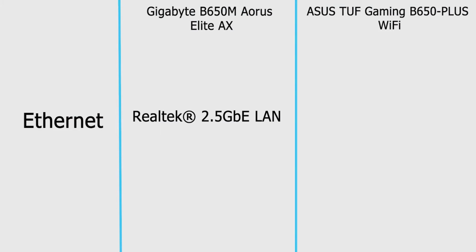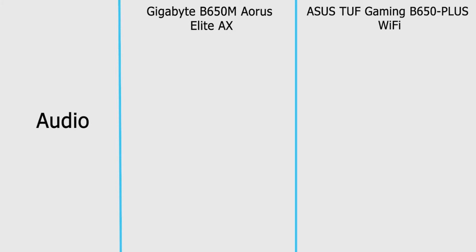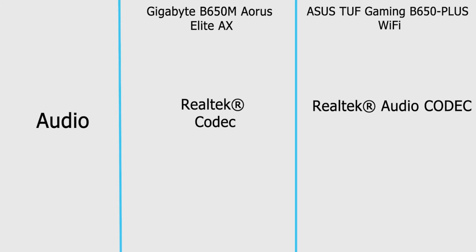Gigabyte has Realtek 2.5 gigabit Ethernet LAN port, however the exact model is not known. Asus also has Realtek 2.5 gigabit Ethernet port, but the exact model is not known. In terms of audio, Gigabyte is equipped with Realtek audio codec, but the exact model is not mentioned. It also supports S/PDIF output. Asus also has Realtek high definition audio codec, but the exact model is not known.